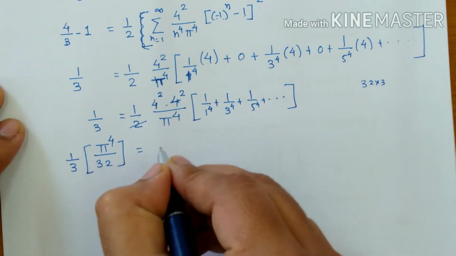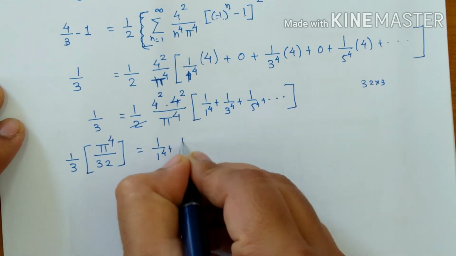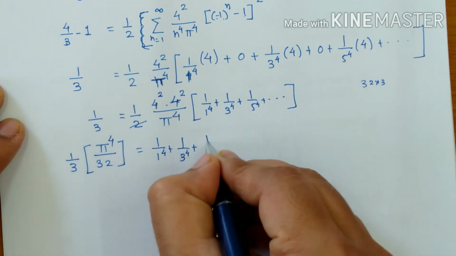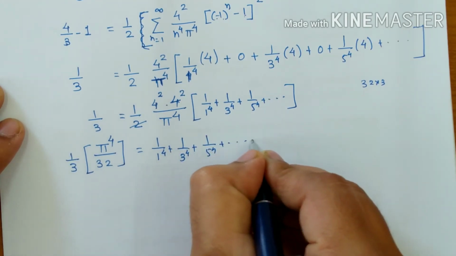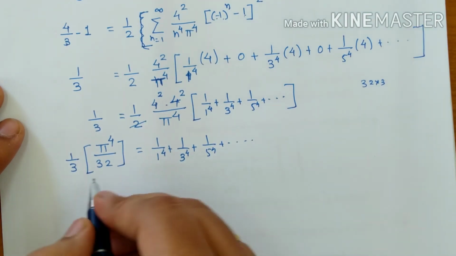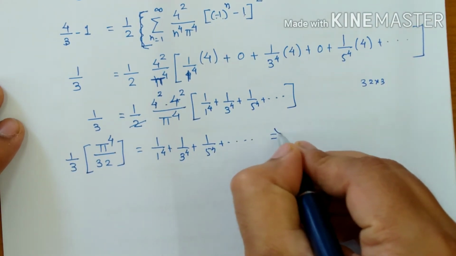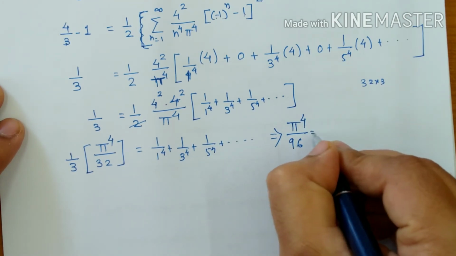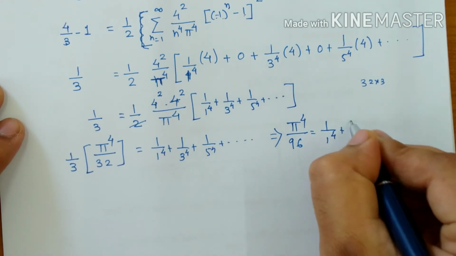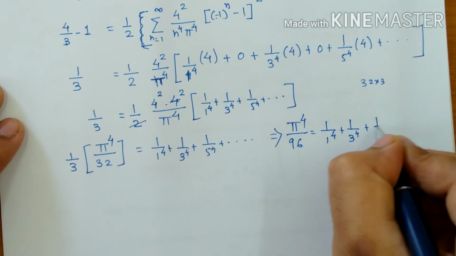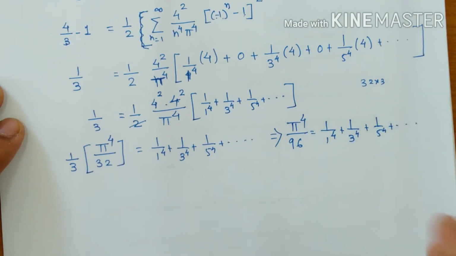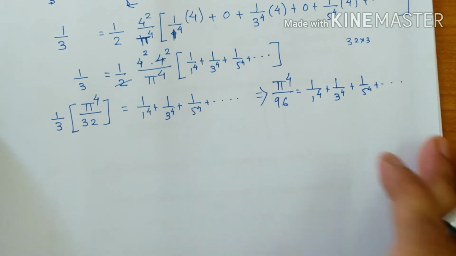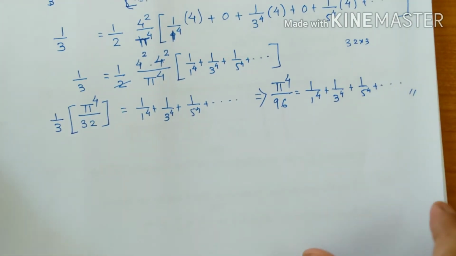It's 32. Is equal to 1 upon 1 raised to 4 plus 1 upon 3 raised to 4 plus 1 upon 5 raised to 4 plus and so on. Now, this gives us pi raised to 4 by 96 is equal to 1 upon 1 raised to 4 plus 1 upon 3 raised to 4 plus 1 upon 5 raised to 4 plus and so on. So this is our first deduction.